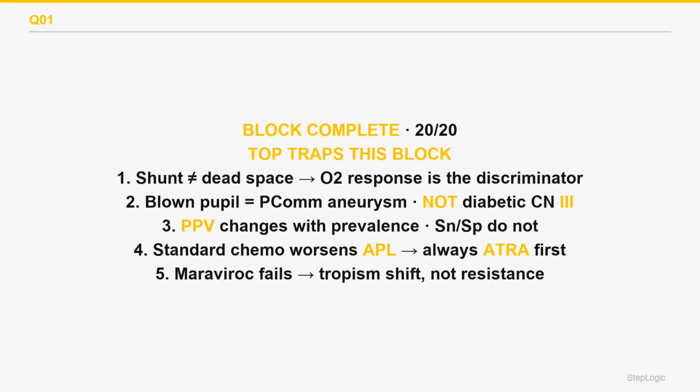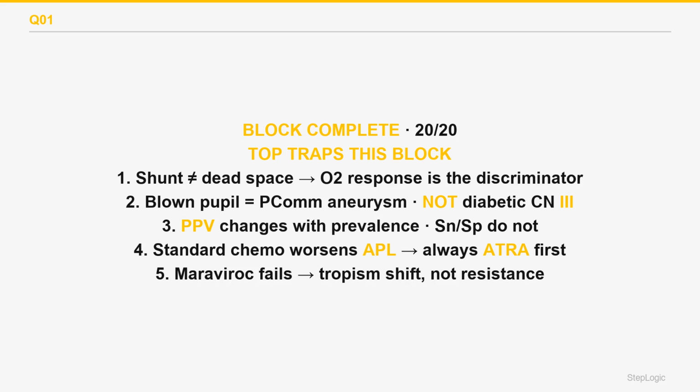3. Predicted values change with prevalence. A test in a low prevalence population will have lower PPV even with identical sensitivity and specificity. Sensitivity and specificity are fixed. PPV and NPV move with the population.